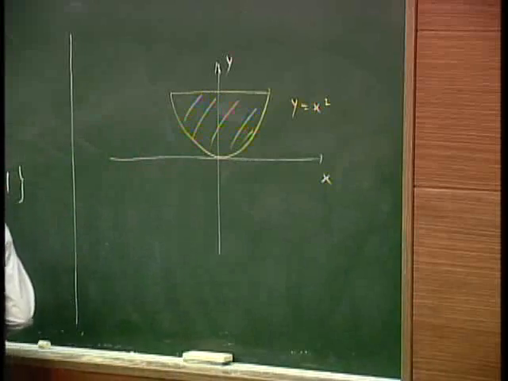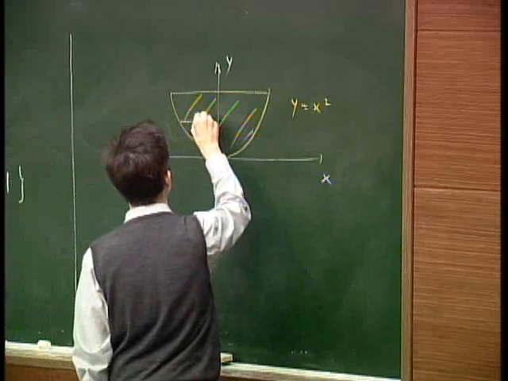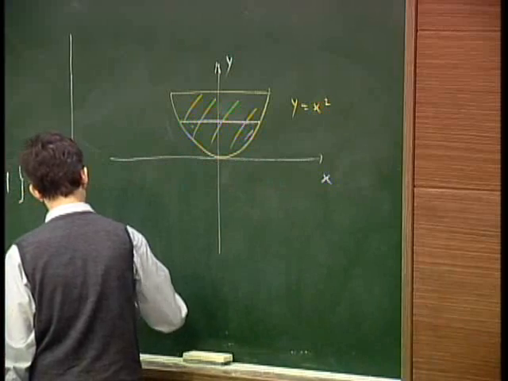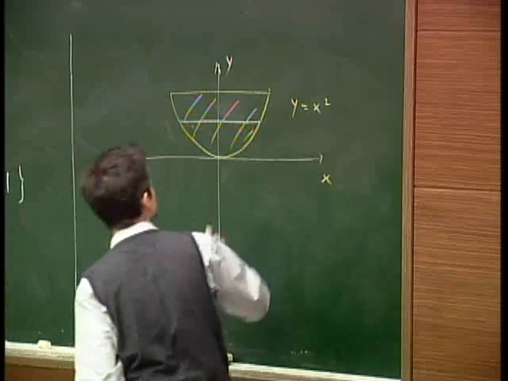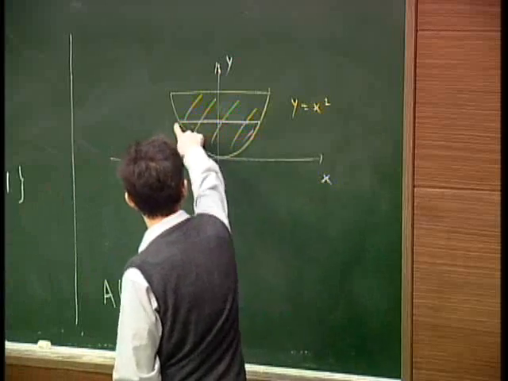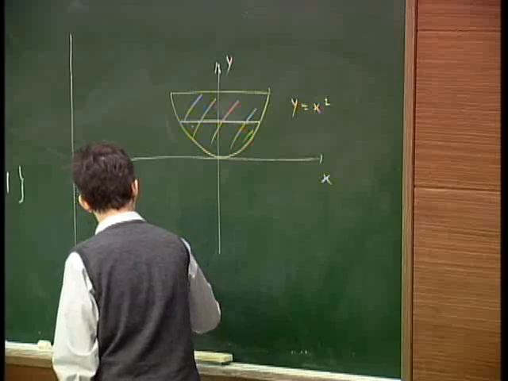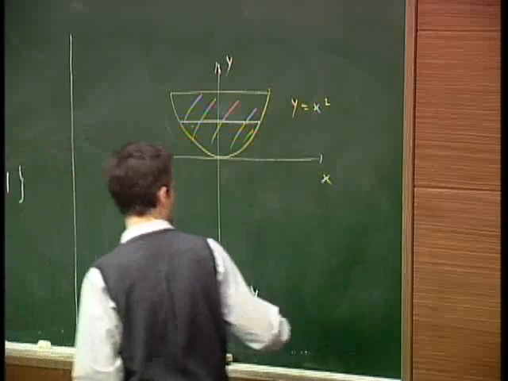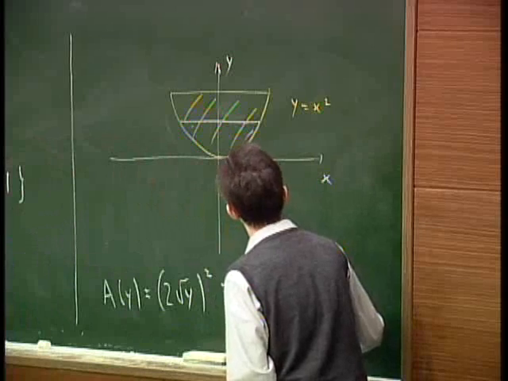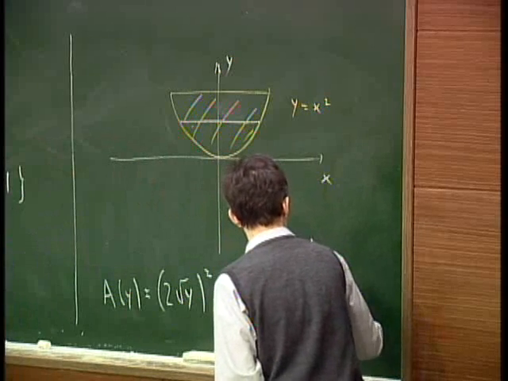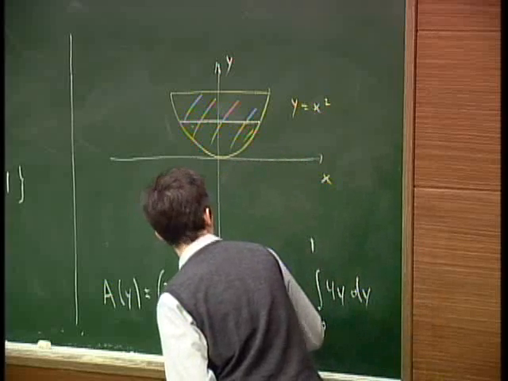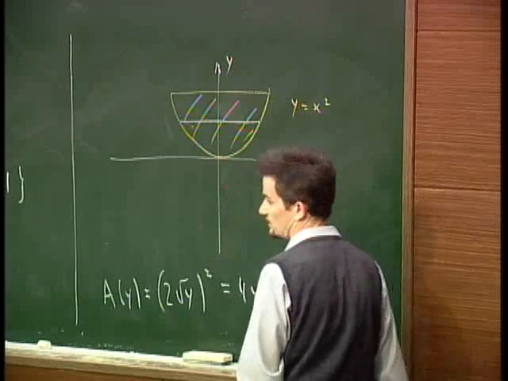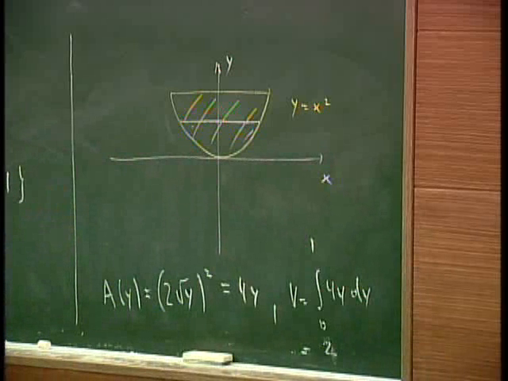Okay, so if you look at, for instance, some y coordinate, then you see that the area of the cross section, because this length here is 2 times the square root of y, is 2 times the square root of y, squared. This is 4y. So the volume is very easy. The volume is the integral from 0 to 1 over all those cross sections, so the integral of 4y dy. This is not a circle. So this is 4 times y squared over 2, so 2. Okay, so sometimes you have also examples like this.